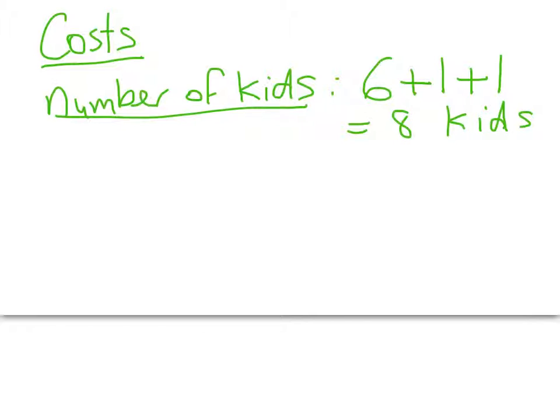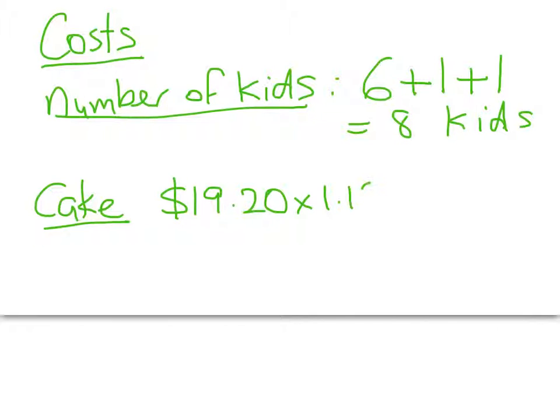Right, now, what's the cake going to cost? Now we go back to the worksheet and we slowly read through the information about the cake. So the cake costs $19.20 excluding GST. So including GST it will be $19.20 times 1.15. Right, so that equals $22.08.